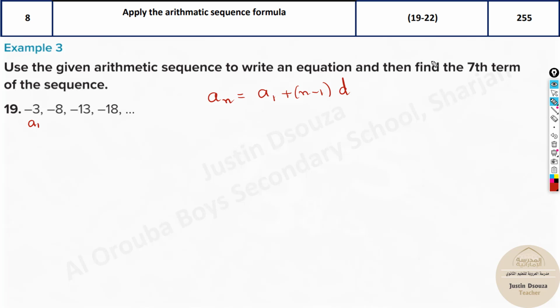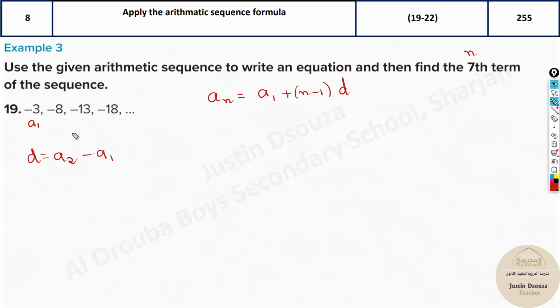N is given to you. Now, if they tell you to write an equation, n remains as n itself. Don't substitute anything. And then to find the seventh term, in the second part, we have to substitute n as 7. What is this d? D is basically any term minus the previous term. It is basically an minus a(n minus 1), because if you're considering minus 13, the previous term will be minus 8.